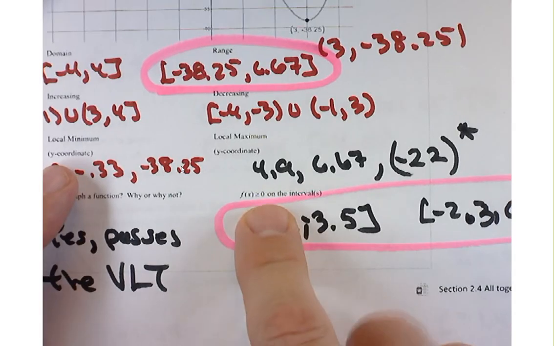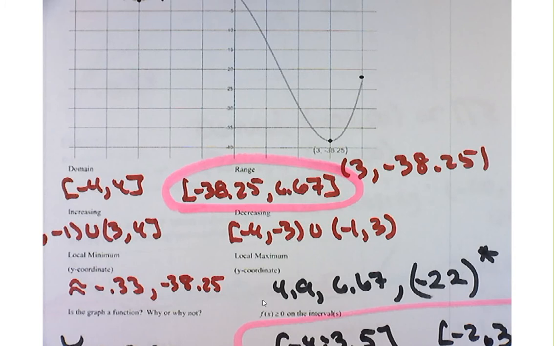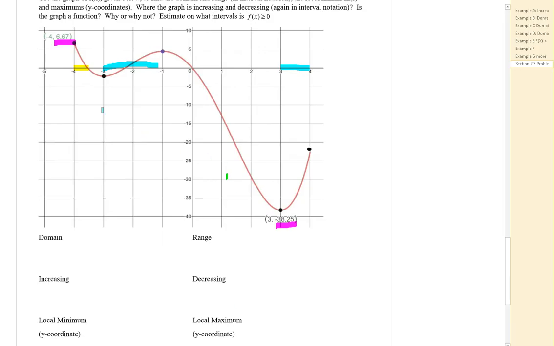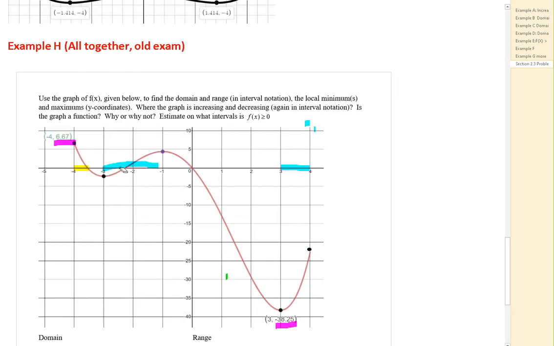Last but not least, where is f of x greater than or equal to 0? So I specify that I want intervals along the x-axis. Let's go back here. Greater than or equal to 0. Let's get rid of some of this. Greater than or equal to 0 is going to be here, -4 to about 3.5. And then where else? About 2.25-ish. Yeah, 2.3. I'll give you some slack to 0. And that's it, right? Just those 2 intervals.